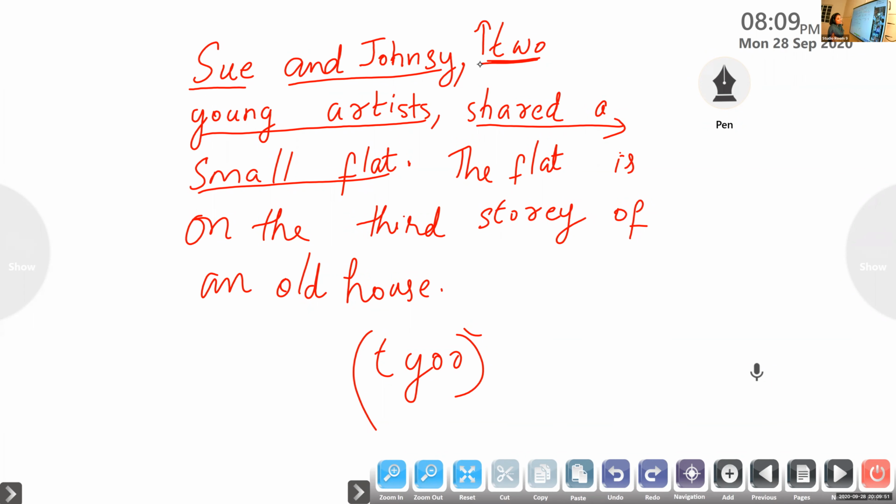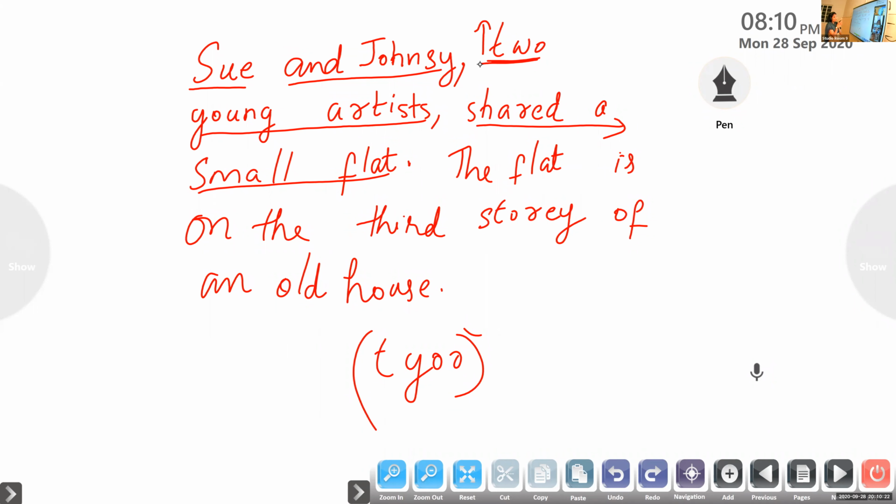Okay. Isha. Two young artists. Perfect. Nabil. Two young artists. Angela. Two young artists. So now we are going to combine these two parts from the beginning. Sue and Jansi, two young artists. Okay? Sue and Jansi, two young artists. Clear? Moving to this next part.